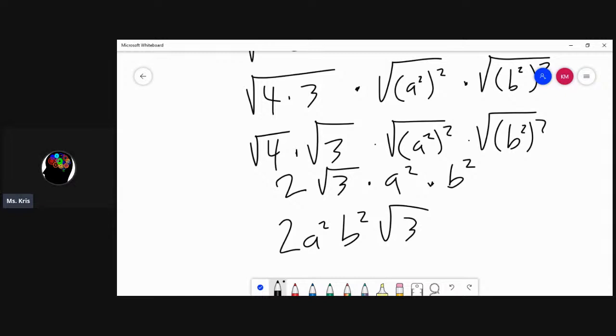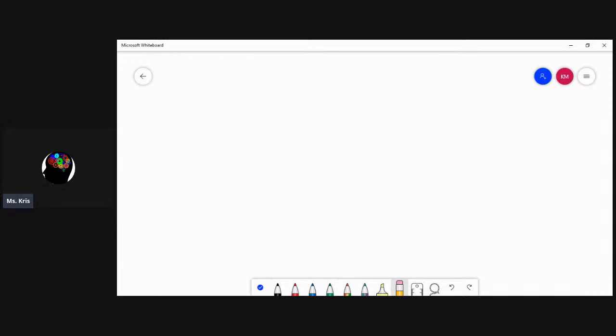Any questions? All right. We are moving on to adding and subtracting radicals.